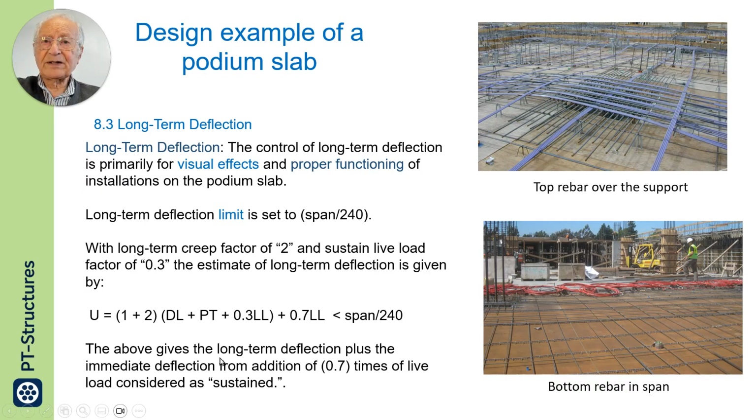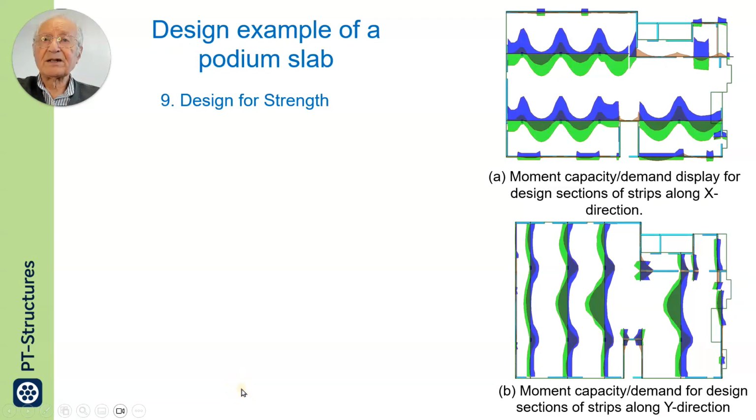The above gives the long-term deflection plus the immediate deflection, which is 0.7 times of live load, considered as sustained. Once the design is satisfying the serviceability and we have put the minimum rebar, we go to safety check, and that is designed for strength.